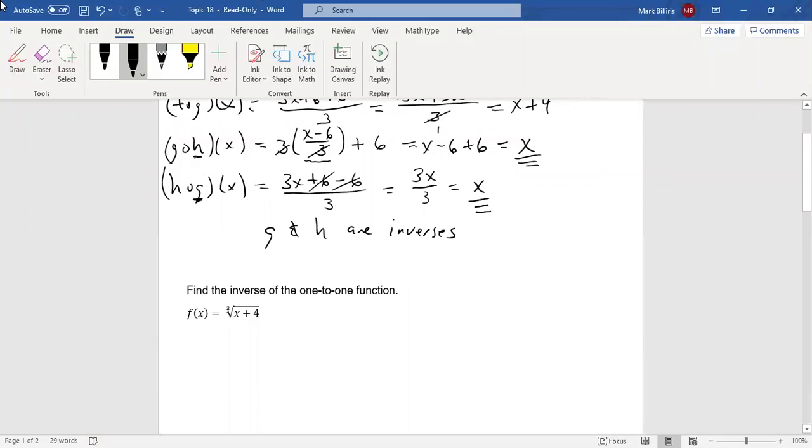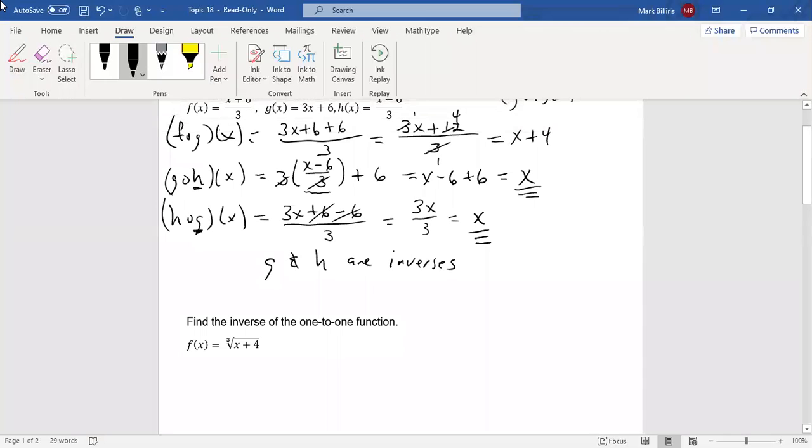Only one-to-one functions have inverses. So remember, in an inverse function, what happens is that the x and y change places. The domain becomes the range, and the range becomes the domain. So we're going to change this from function notation to an equation. Remember, f of x is the same thing as y. So in equation form, this is really y equals the cube root of x plus 4.